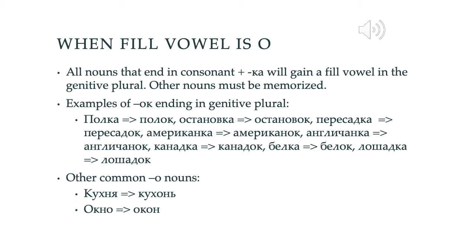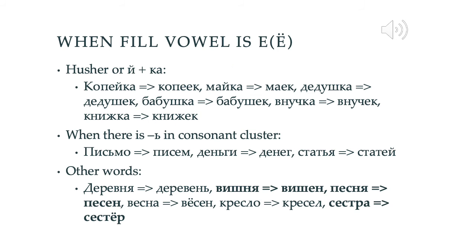Also notice the stress shift that is very common for bisyllabic nouns. Окно, окон. Now let's look at when the fill vowel is ye, or in certain cases, yo. It's always going to be ye if we have a husher, so zh, ch, sh, or shch, or й plus ка. So копейка, a kopeck, becomes копеек.